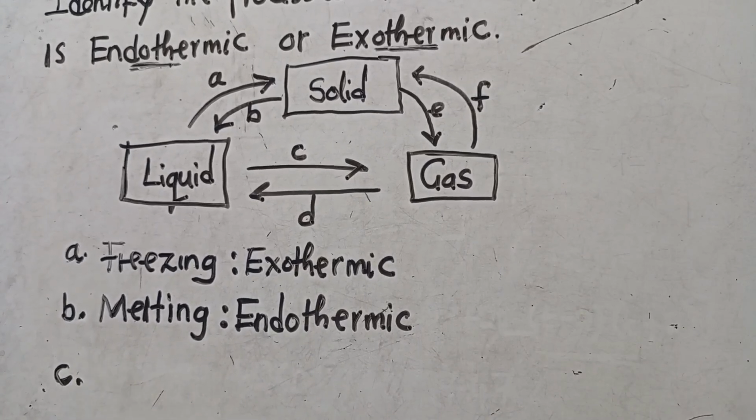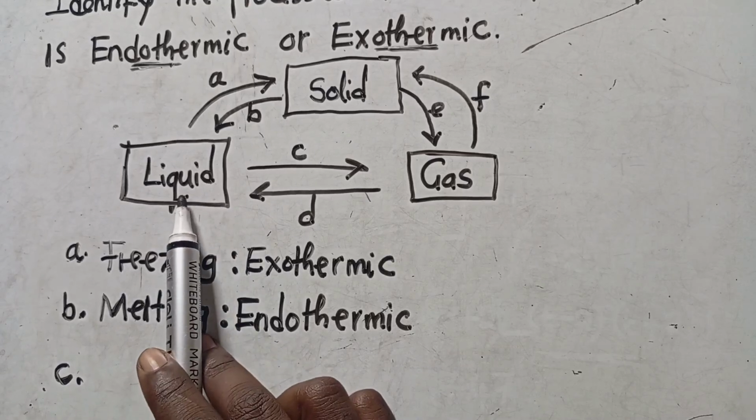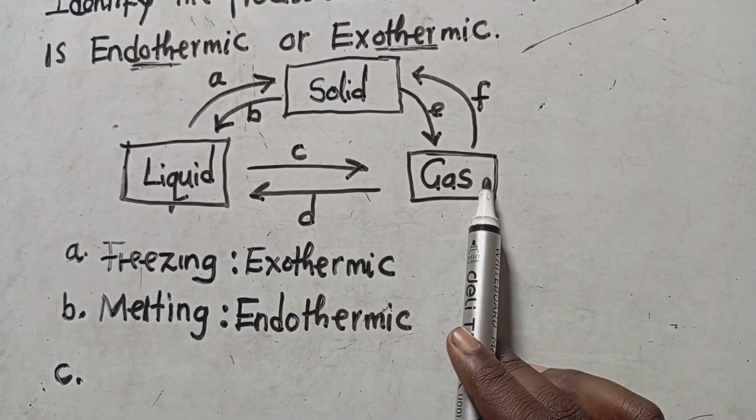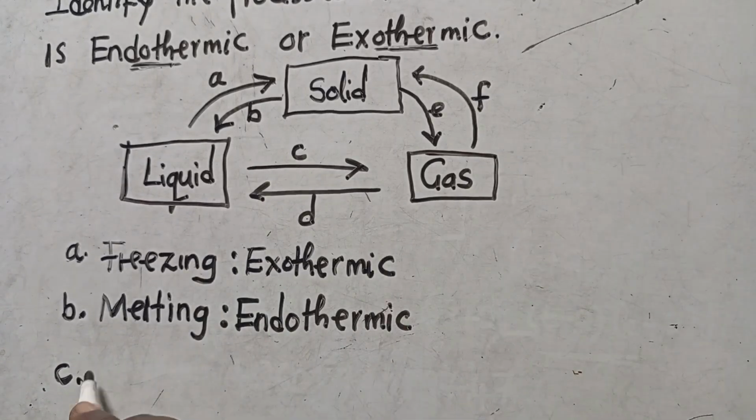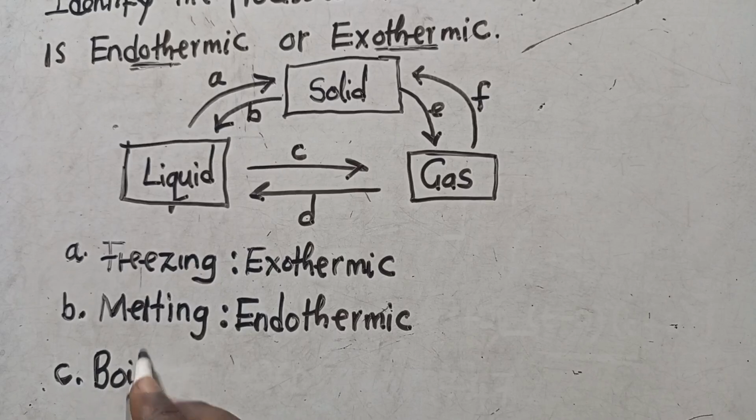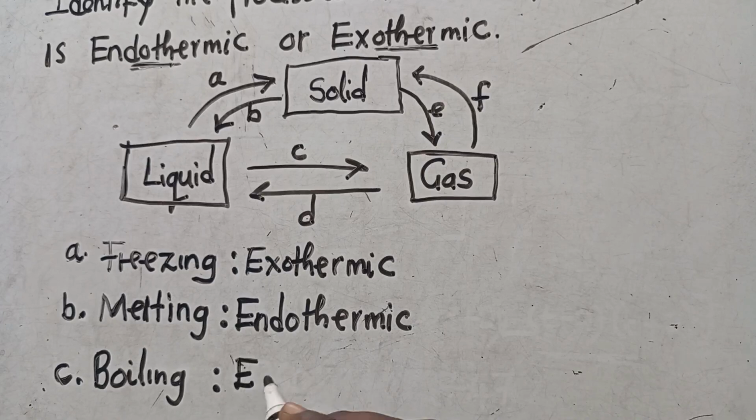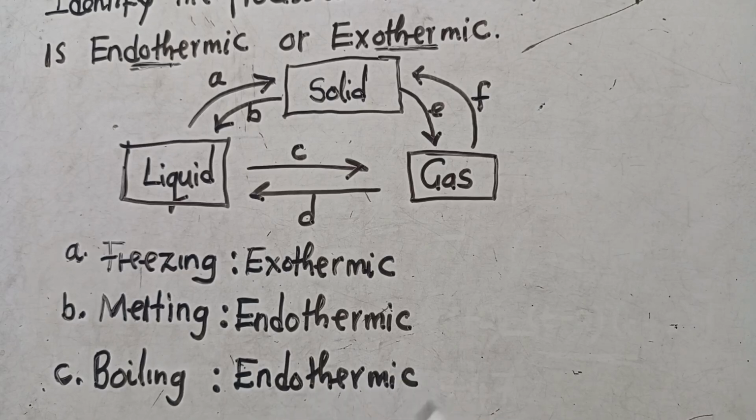That is C. With C, we've got a liquid that is changing to a gas. Liquid to gas, that is boiling. Then you ask yourself, is boiling endothermic or exothermic? If you get a liquid and you are applying heat so that the liquid can change to a gas, the liquid is absorbing heat, meaning it is an endothermic reaction.